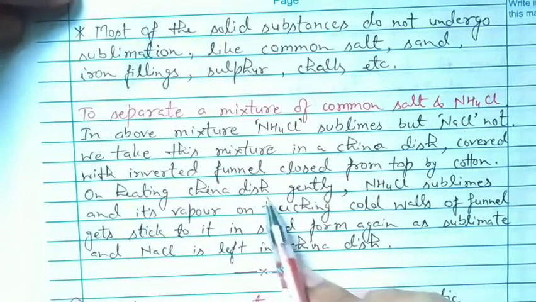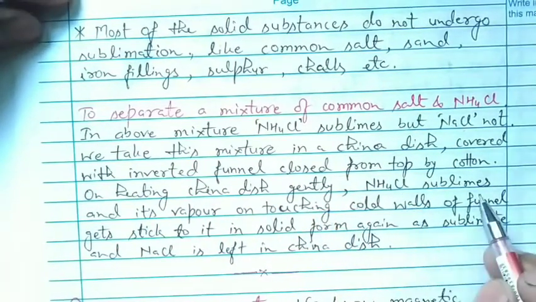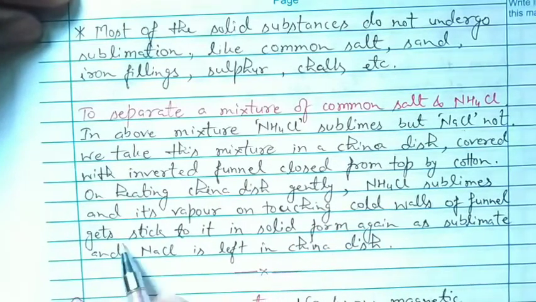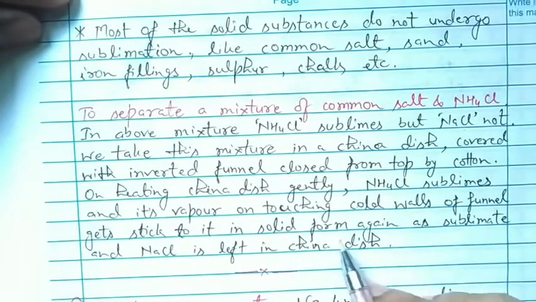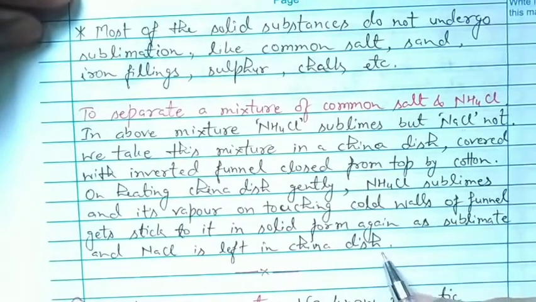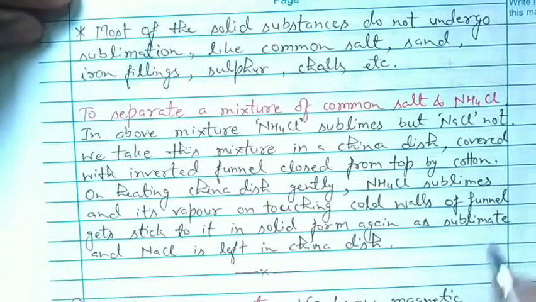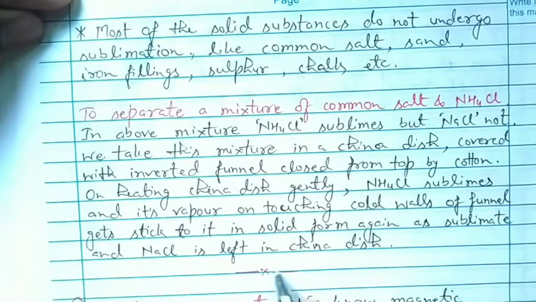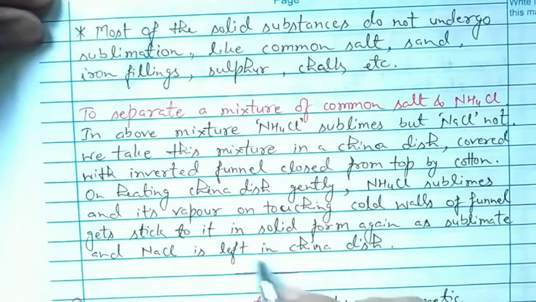On heating the china dish gently, ammonium chloride sublimes and its vapor, on touching the cold walls of the funnel, will stick to it in solid form again as sublimate, and sodium chloride is left in the china dish. In this way we have separated, by this method, the ammonium chloride as the sublimate on the wall of the funnel and sodium chloride in the china dish itself. So this method is used in this way.